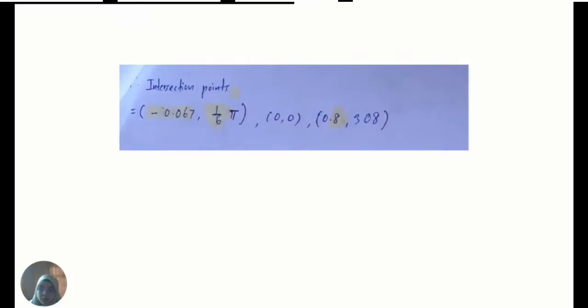Next, we can obtain the intersection points between the graphs. The intersection points are r equals negative 0.067, theta equals 1 over 6 pi; r equals 0, theta equals 0 degrees; and r equals 0.8, theta equals 308 degrees.